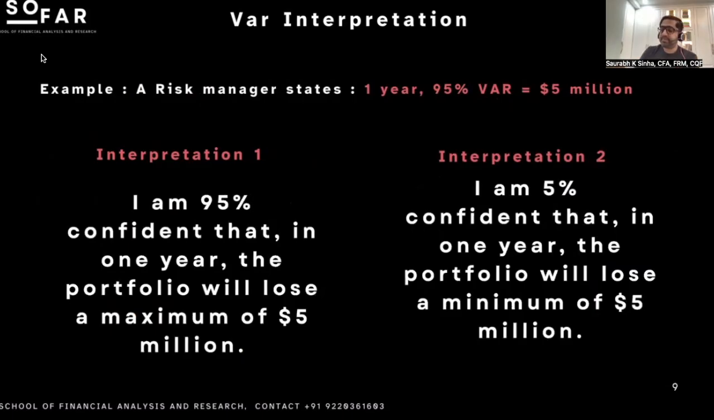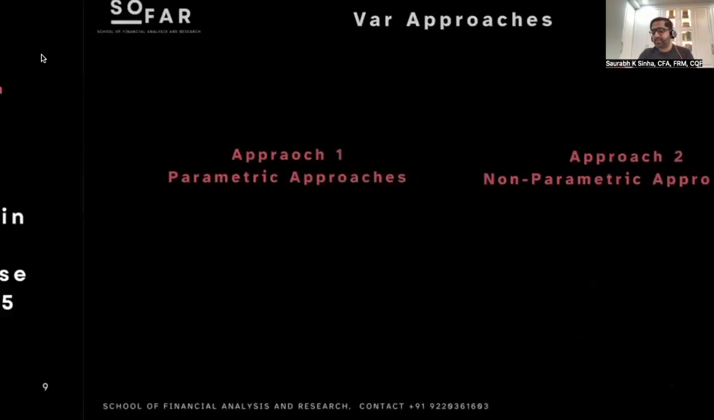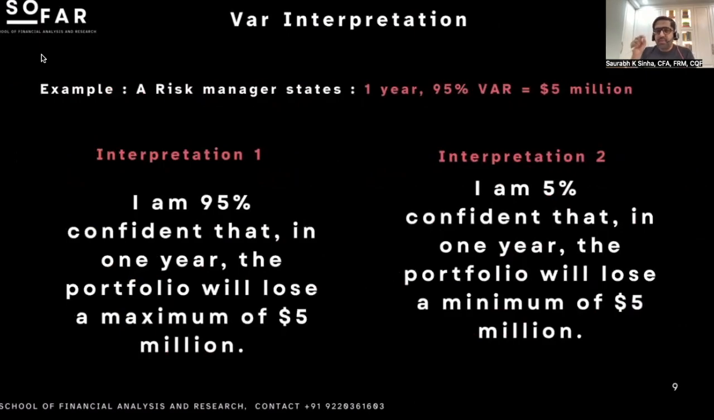Perfect. Now, in a few minutes, we'll understand in detail when I was saying 95% confidence and when I was saying 5% confidence, how it is a maximum loss and how it is a minimum loss. You will understand like this. But wait, before entering into that maths, I have to tell you what is the umbrella of the approaches in which your maths falls.